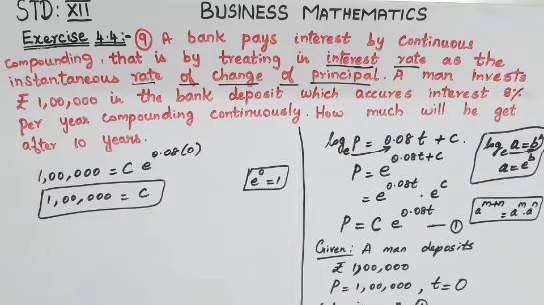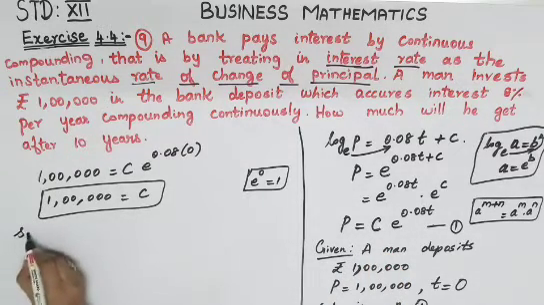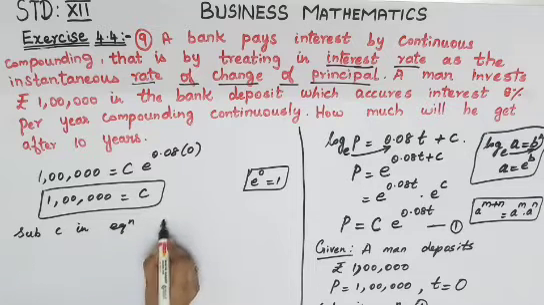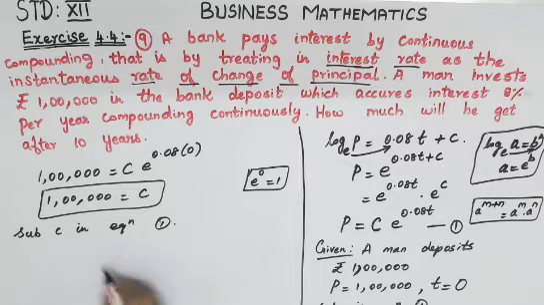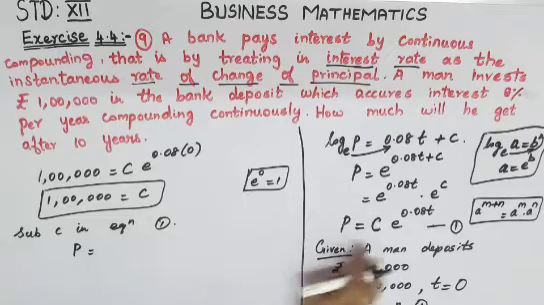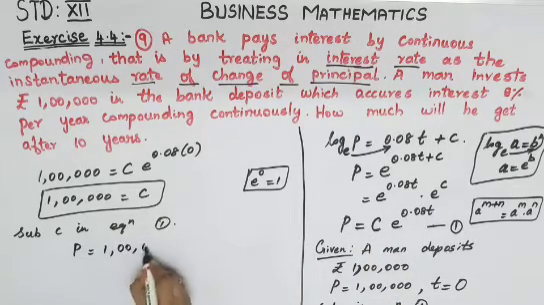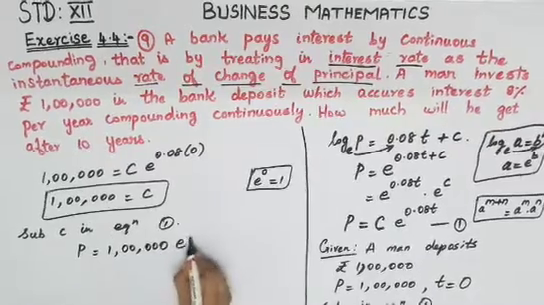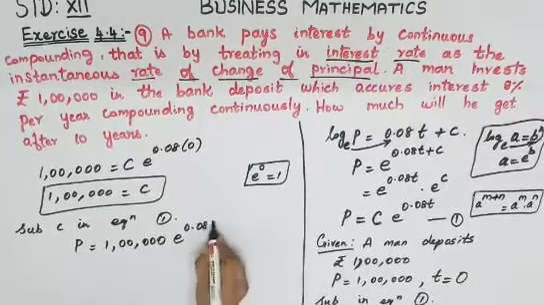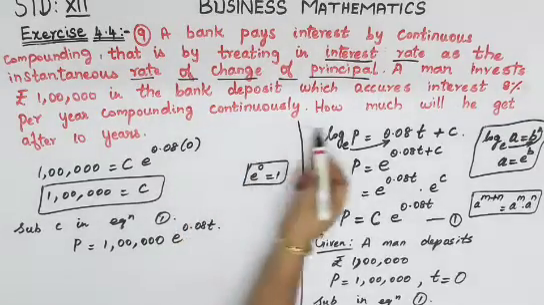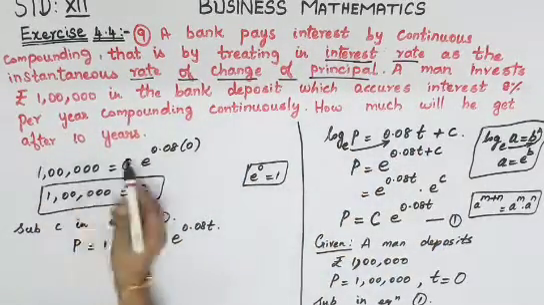Next, substituting this c again in your equation. Once we have got c over there. So substituting c in equation 1. So what you will get is p is equal to, instead of c we have got 1 lakh. So just write 1 lakh into e power 0.08t.